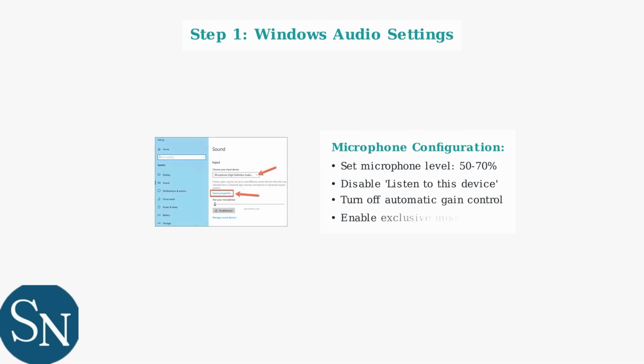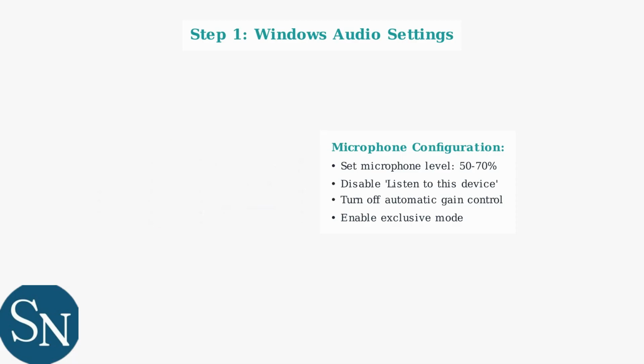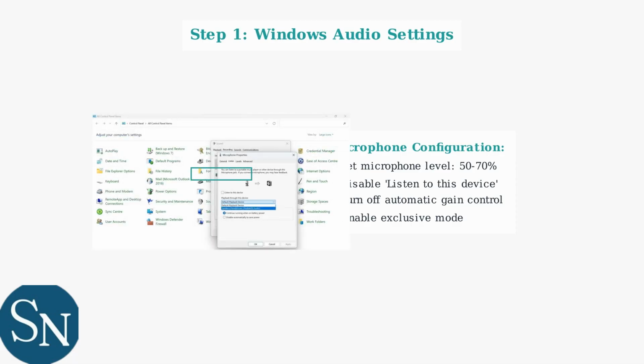Next, we need to configure the microphone properties. Access your microphone settings through the Windows Sound Control panel. The Listen to this device feature is a common cause of echo. Make sure this is disabled in the Microphone Properties Listen tab.